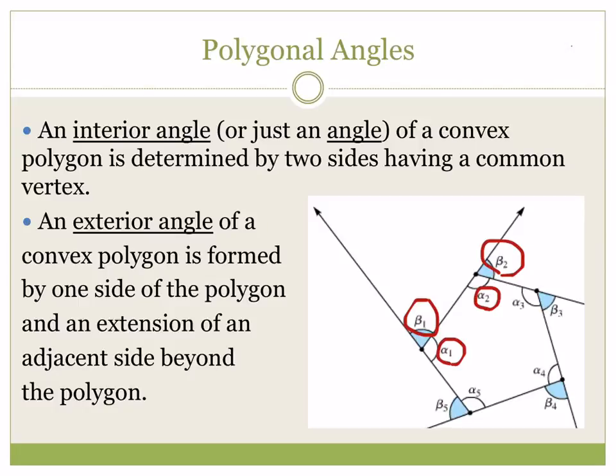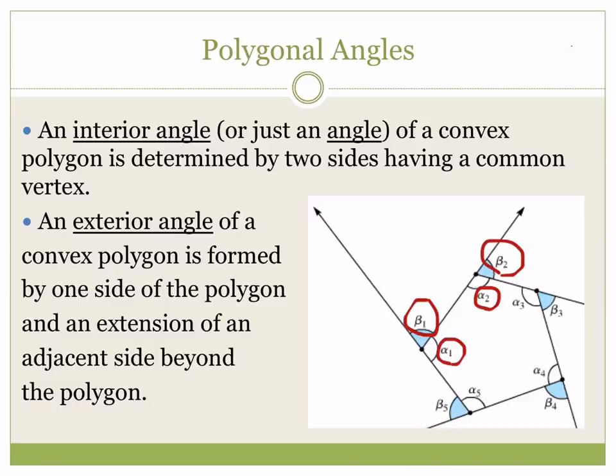So an interior angle of a convex polygon, convex means that when you connect diagonals, you stay inside the shape. We talked about that before. Is determined by two sides having a common vertex. So it always meets at a particular vertex.